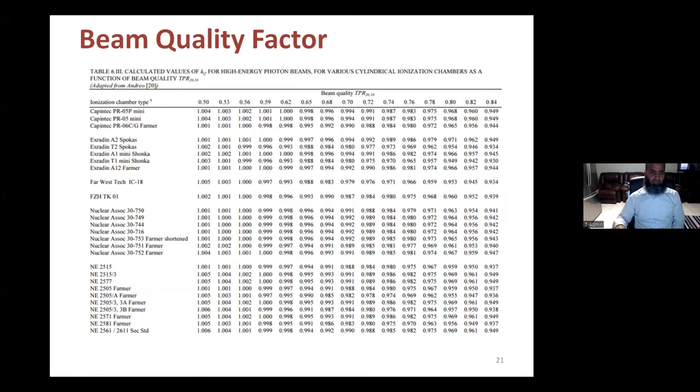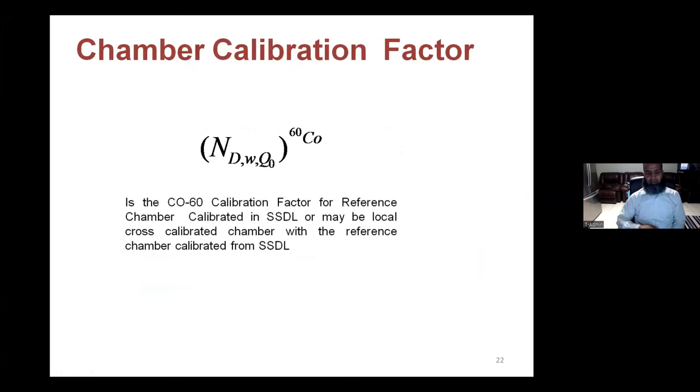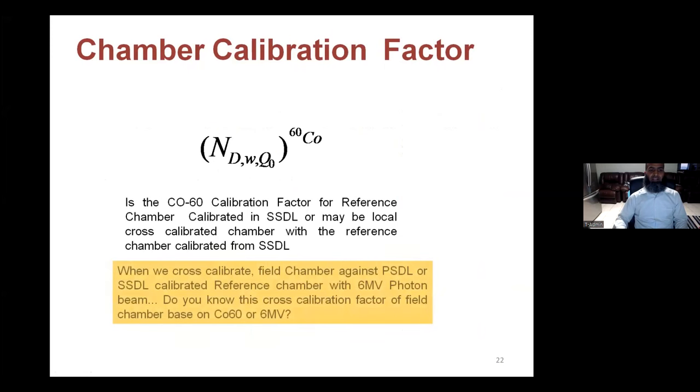Chamber calibration factors, which is the ND,W Q0 for cobalt 60. This is a cobalt 60 calibration of the reference chamber, which you normally get from SSDL. Either you can do it as a local calibration in-house. So when we cross-calibrate the field chamber against the PSDL or SSDL calibrated reference chamber with a 6 MV photon beam, do you know if this cross-calibration factor of the field chamber is based on cobalt 60 or 6 MV? Anyone can answer that. Please put your answer in the comment box.